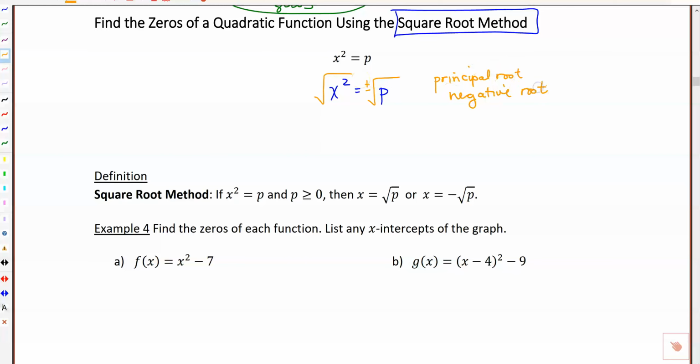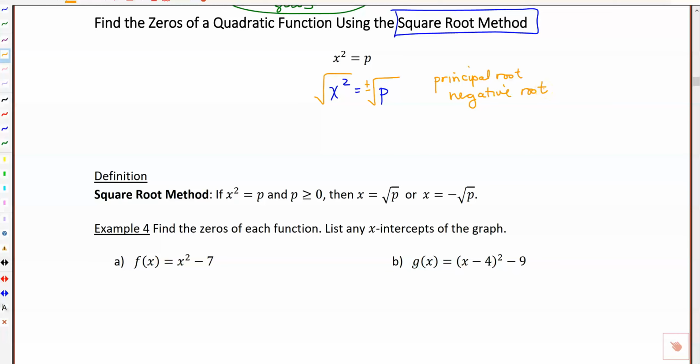And just as a side note, when I use this word root here, that's different than the use of the word root that we were talking about previously when we were talking about zeros. Okay, so this root is a short version of talking about general radicals, so square roots, cube roots, things like that.